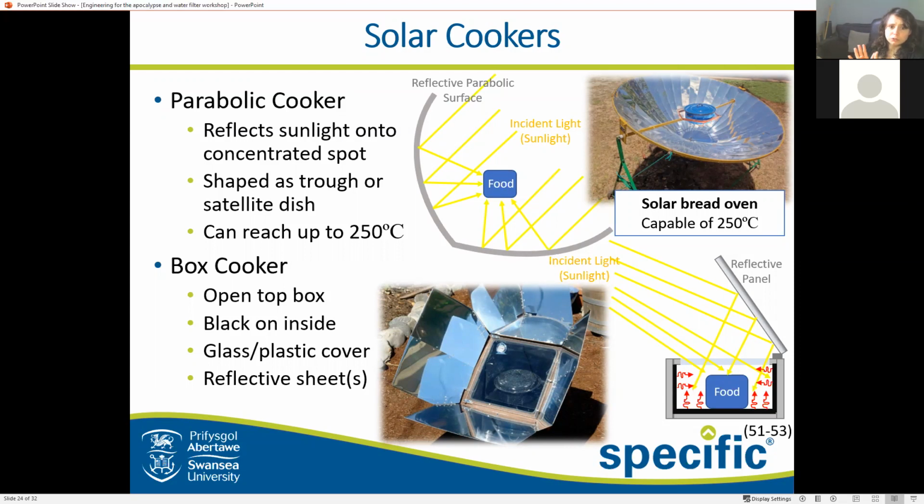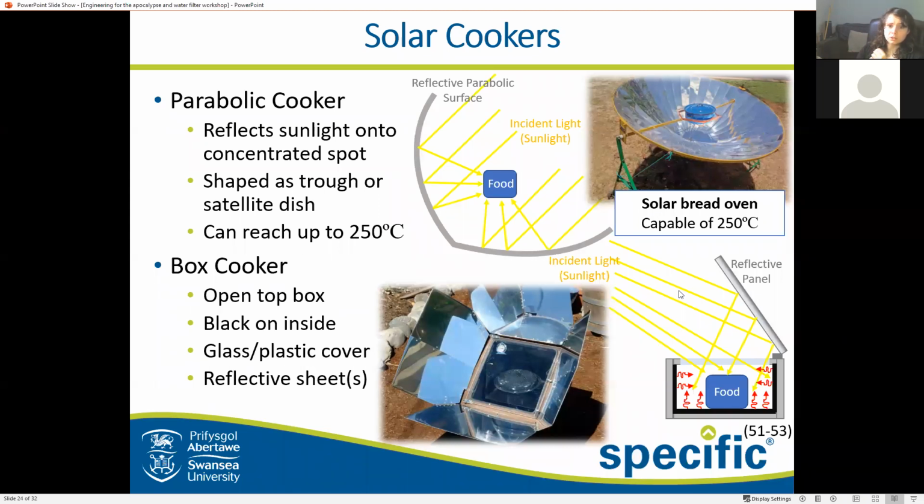For example, the parabolic solar dish has been used by one group to produce a bread oven designed by a group of students in the Norwegian University of Science and Technology, with the main purpose being able to reach 250 degrees centigrade. This enables it to bake bread and create foods which are traditionally eaten in places like Ethiopia, for where it was designed. So this is a really good use. And then we have a simpler design, which is the box cooker.